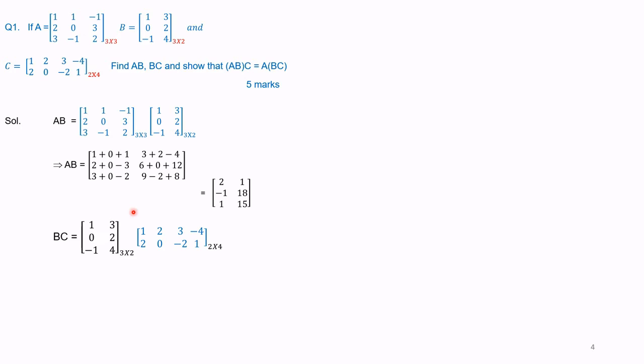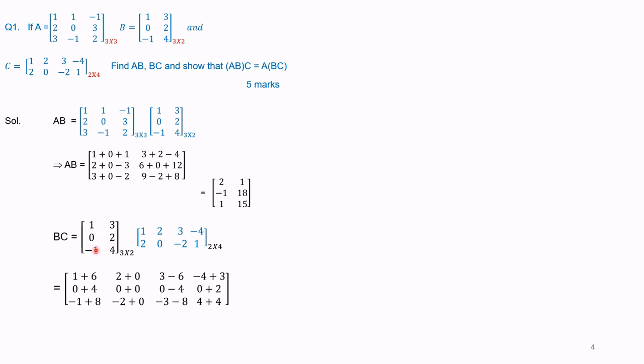So matrix B is given here: 1 3 0 2 minus 1 4, and matrix C is 1 2 3 4 minus 4 2 0 minus 2 1. We have simply copied both B and C as they are, and now we will perform the row column multiplication. That is 1 into 1 is 1 plus 3 into 2 is 6. Then 1 into 2 is 2, 3 into 0 is 0. 1 into 3 minus 3 into 2, 6. Then 1 into 4 minus 4, 3 into 1 is 3.